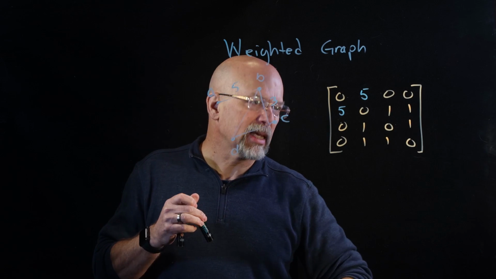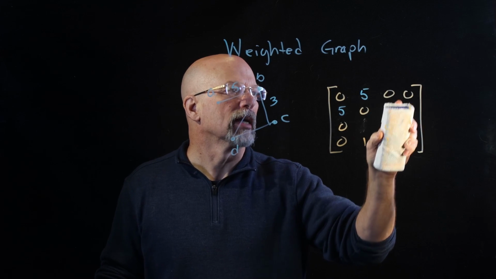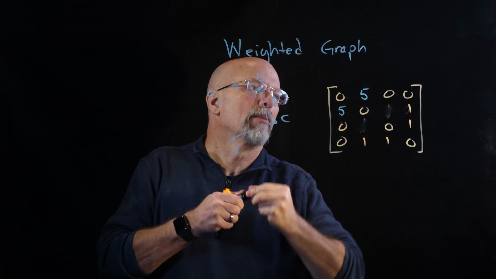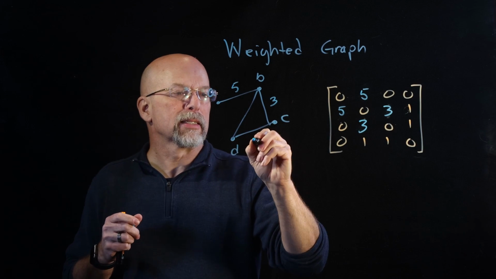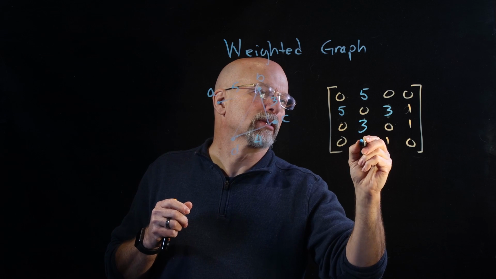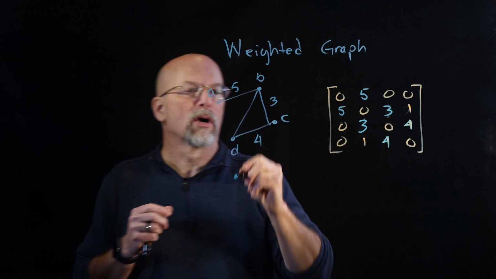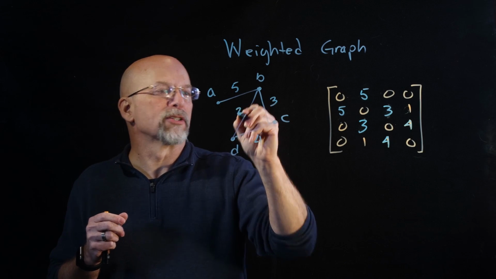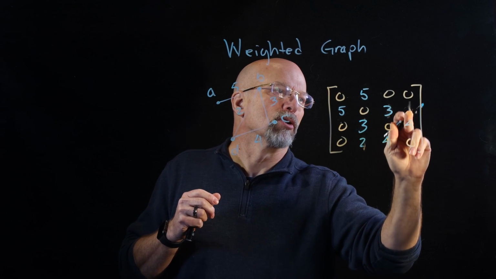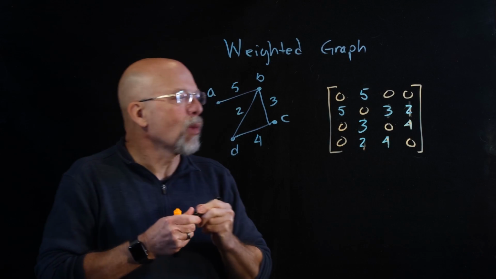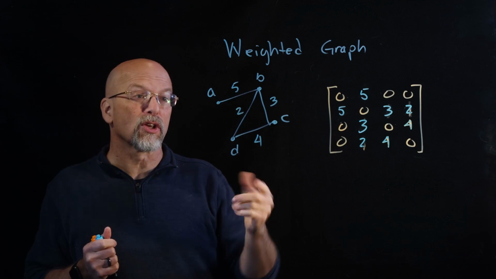Maybe the connection from B to C is a 3, so we replace C to B and B to C with 3 and 3. Maybe C to D and D to C is 4. And then the connection from B to D, maybe that's a 2, so this guy becomes a 2 and this guy becomes a 2. And now what we've got is a weighted matrix that shows the paths and the cost associated with each of these connections.